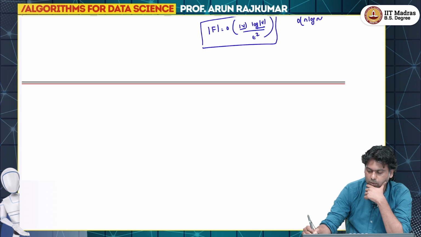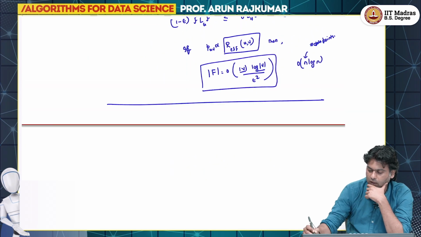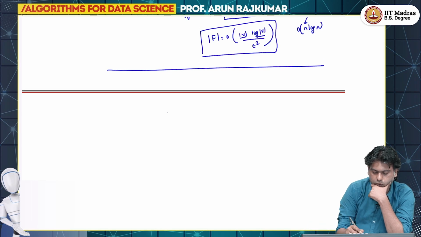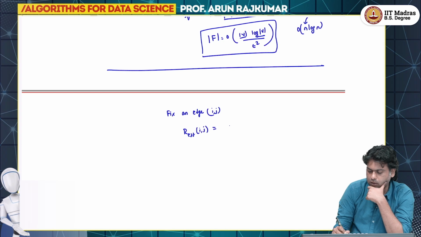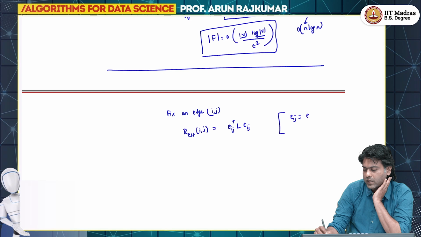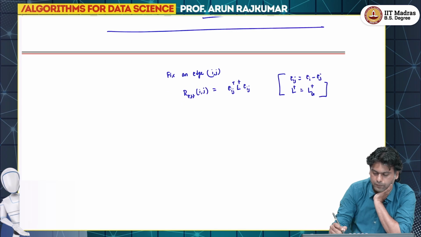Again, one can do some interesting tricks, but let me show you one cool thing here. Let us say for any edge, fix an edge i comma j. R effective of i comma j is just, let us call this e_ij transpose L e_ij. I am simplifying notation. By e_ij I mean e_i minus e_j, and by L I mean L inverse, by L inverse I mean L_G's inverse, right. So, the original graph pseudo inverse.